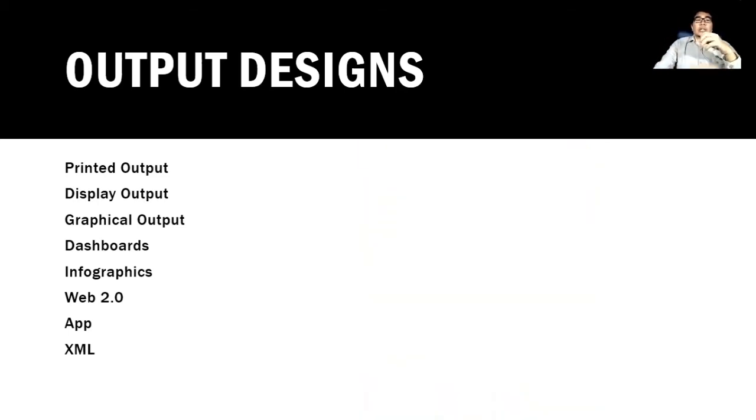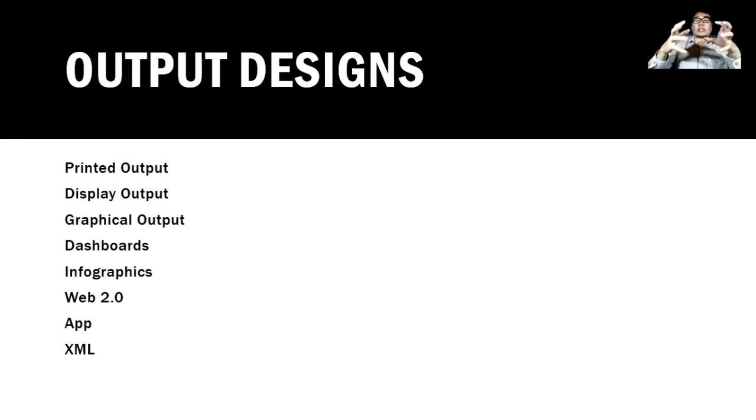And next we have the Web 2.0 output design. The design is basically based on social media designs. So in the web page of the Web 2.0, we have a lot of social media accounts and a lot of social media postings and sharings and so on.